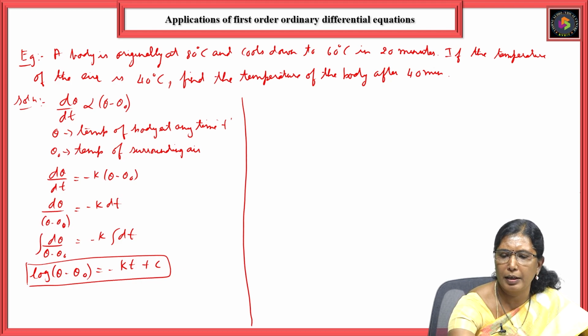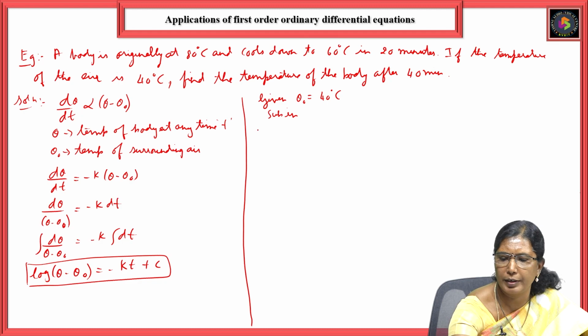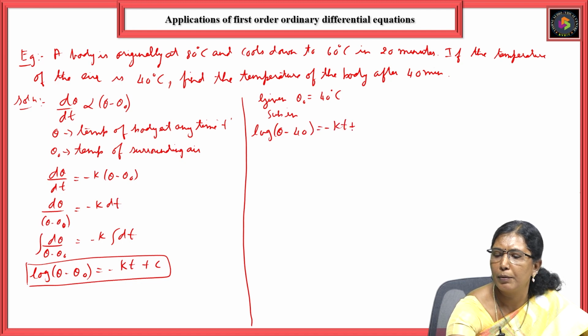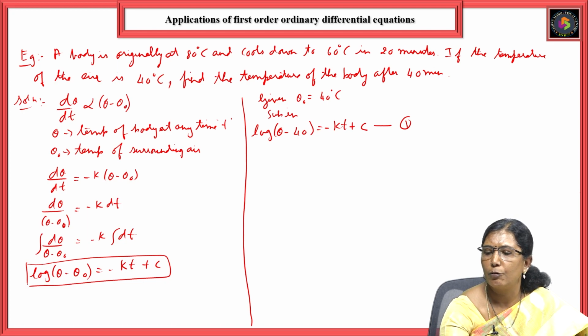Now what is the surrounding media they have given? Given is theta naught, given as 40 degrees centigrade. So substitute in 1. So substituting in the equation, what do you get? Log theta minus 40 is equal to minus kt plus c. Take this equation as 1. Now one by one you go on substituting and you have to find the temperature at 40 minutes.